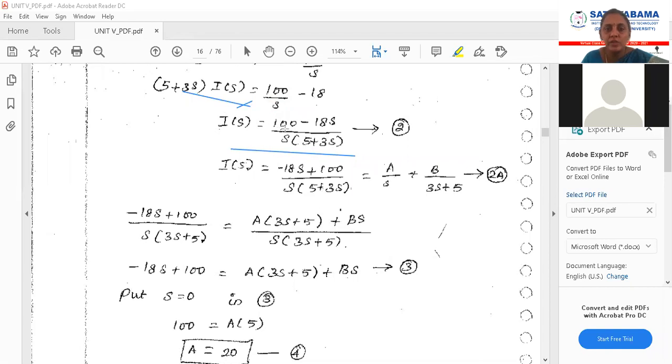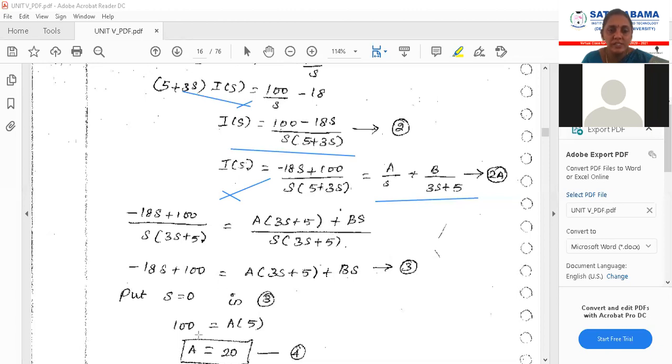Now, this is coming as an equation, right? So you have to solve it by partial fraction. I think you are aware of partial fractions, right? In transients, everything you will need to solve by partial fractions. So A by S plus B by 3S plus 5. Now equate this: minus 18S plus 100 divided by S into 5 plus 3S, and whatever we had assumed here, A by S plus B by 3S plus 5.